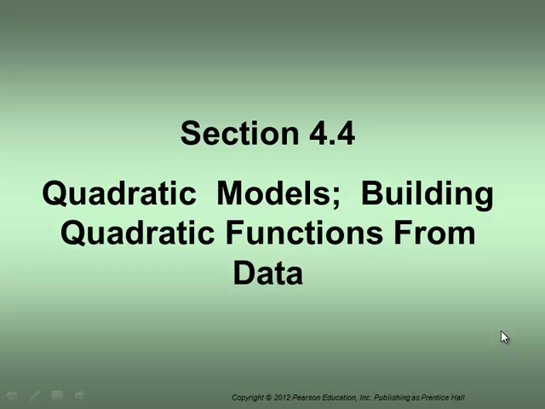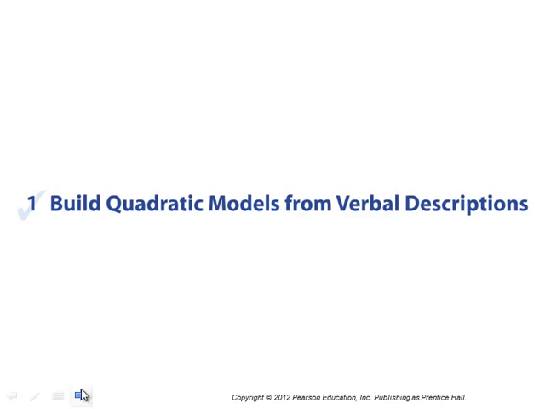And we're going to go through some examples of creating an algebraic model based on the physical situation, and then at the end we'll take a look at a scatter plot of some two variable data and then fitting a quadratic function using the regression function on the calculator. Alright, so let's go ahead and dive right in here and start talking about building quadratic models from verbal descriptions.